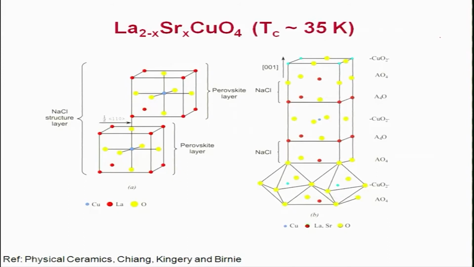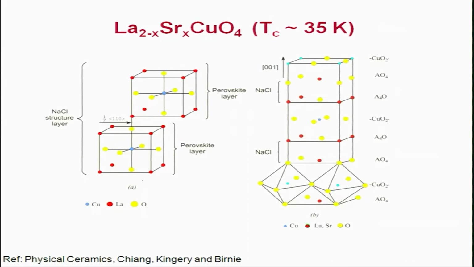So for example, lanthanum strontium copper oxide, this is also a superconductor. Basically the parent compound is lanthanum copper oxide, in which strontium is doped at the site of lanthanum. So as a result, you change the stoichiometry of this material to some extent. So the oxygen stoichiometry will change. This has a Tc of 35 Kelvin. This again is built of perovskite layers.